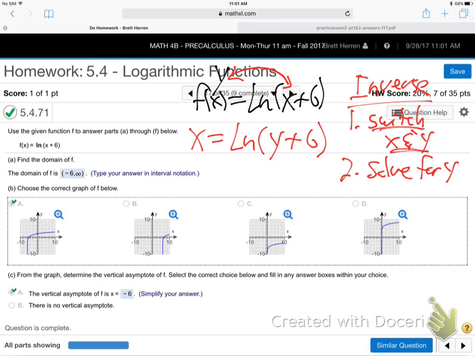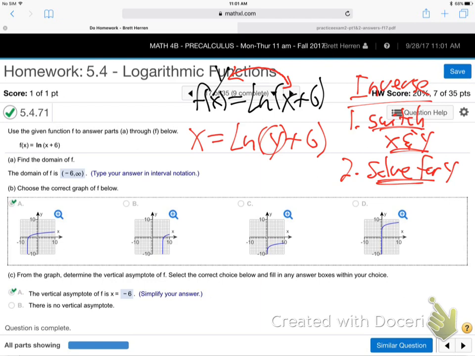So switch x and y, and now take that little equation and solve for y. It's like y is right here yelling, I want to be alone. Get me out of this natural log. Get rid of this plus 6 so that I can be alone. So how do you do that? Subtract. Wait. Divide by. Subtract y.